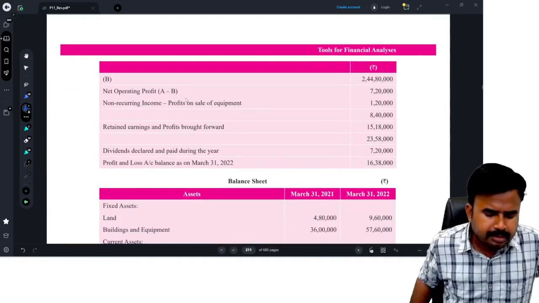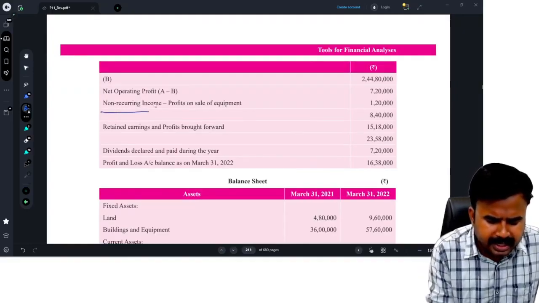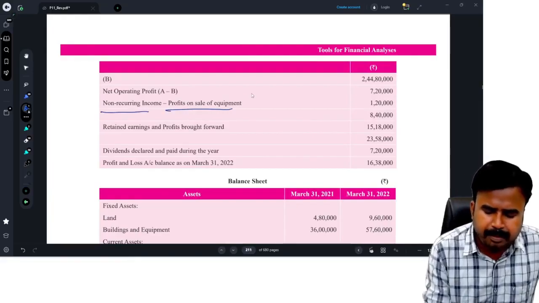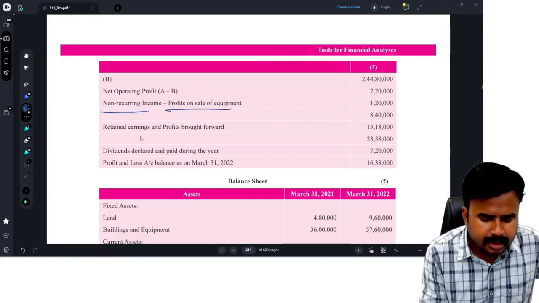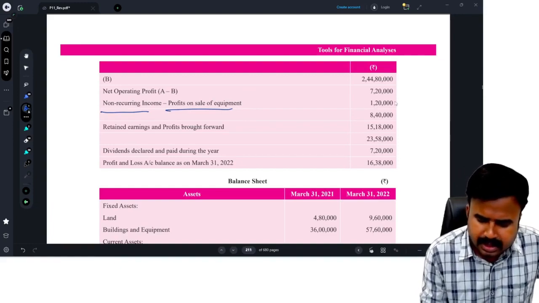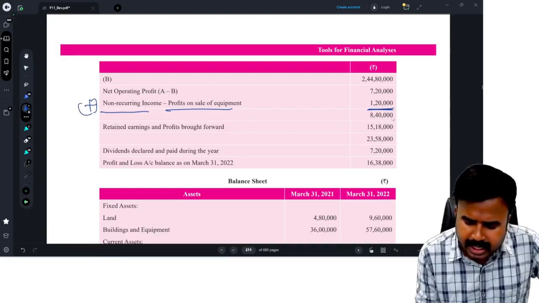Then we are adding a few more items here. Non-recurring income, profit on sale of equipment. Profit on sale of equipment means it's an asset. So after adjusting this item, 7,20,000 plus 1,20,000, it's an addition. Then I got 8,40,000.